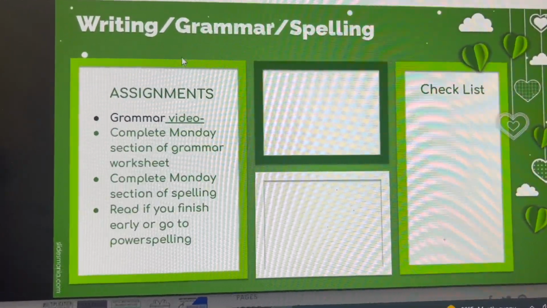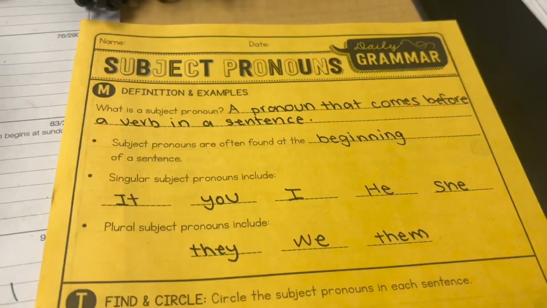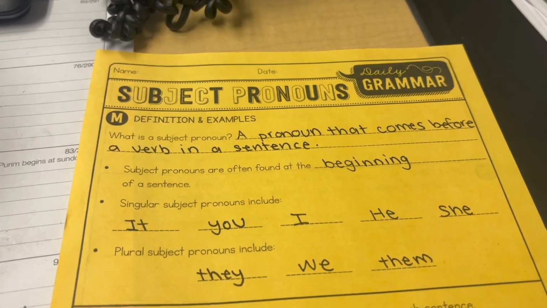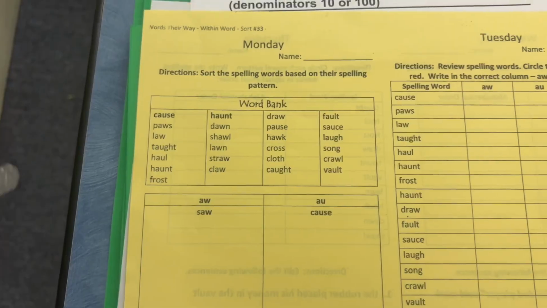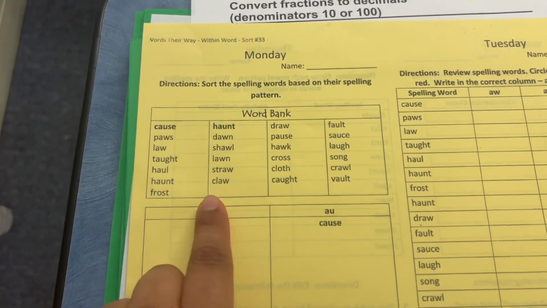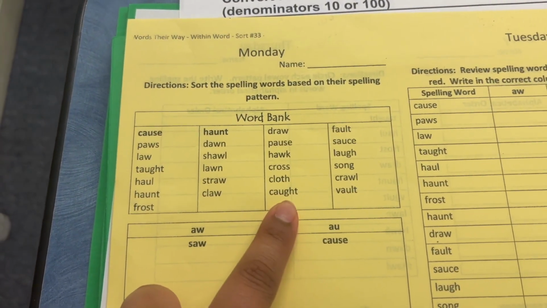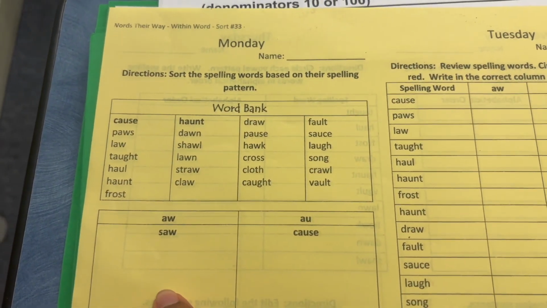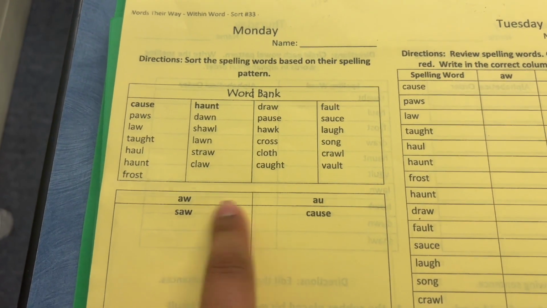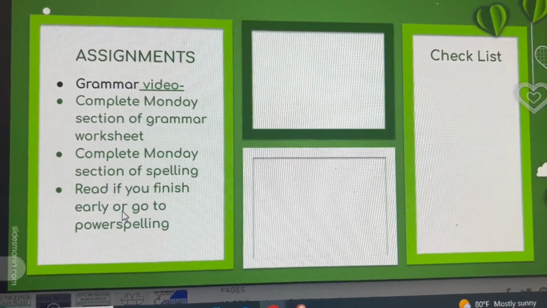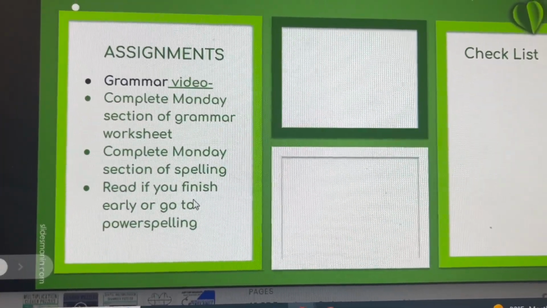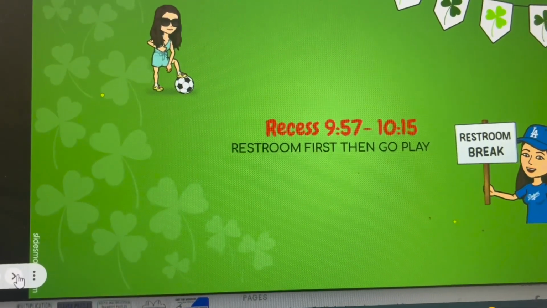We watched a grammar video about pronouns and subject pronouns. Then they completed their grammar worksheet. This is the worksheet we went over. So after we watched the subject pronoun video, we answered the questions together. Then they completed this page, where together we read the words and then we separated them by their spelling pattern, so AW and AU. Once they were done with both of these, they were able to go on powerspelling.com or read quietly. And we went on recess.